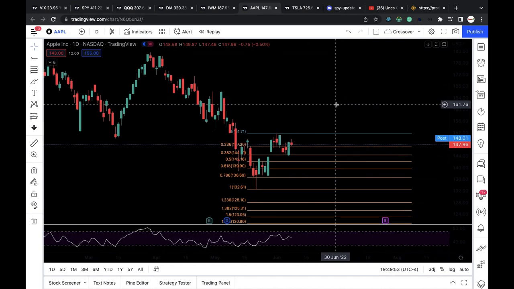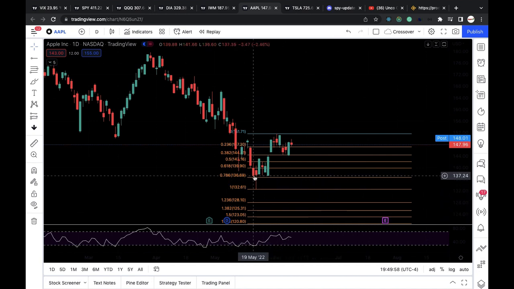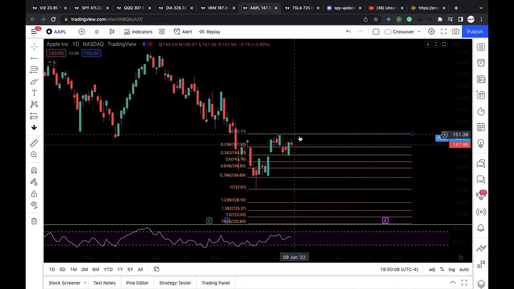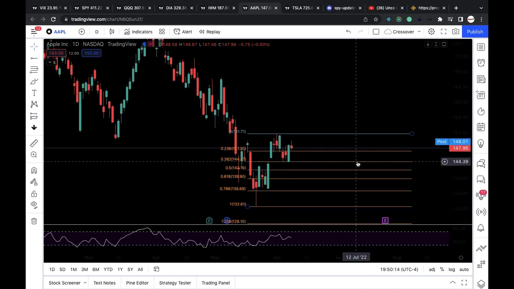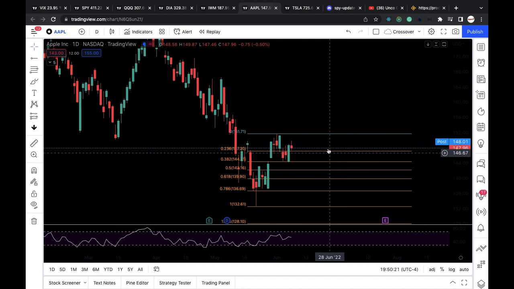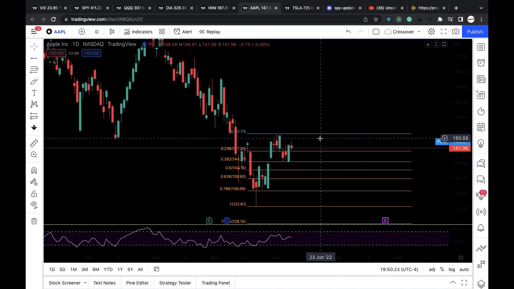And I'm doing a little something different with Apple. Had a lot of levels I was watching, but I got my fib level set up. This is more for short-term levels because I am a day trader, and I have the fib level set up for May 20th low to June 1st high, and I do have a support here at 147.2. If that fails, that could put 144.4, 142, then 139.9 in play.